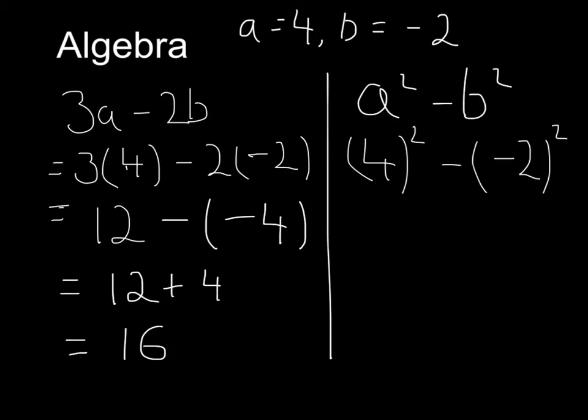So now we have 4 squared. So 4 squared is 4 by 4, so that's equal to 16. Minus, okay, so we have minus 2 squared. So that's the same thing as saying minus 2 by minus 2.